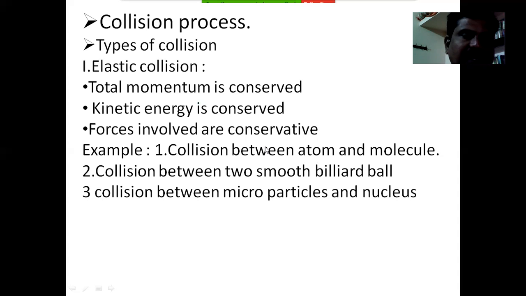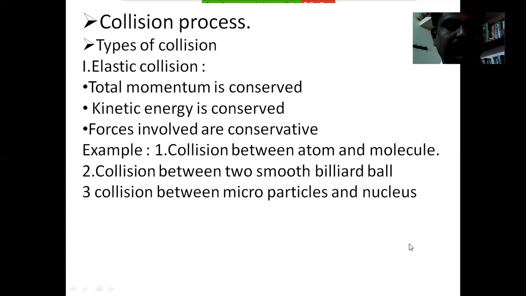Examples of elastic collisions are the collision between atoms and molecules, the collision between microparticles and the nucleus, and the collision between two smooth billiard balls. In such a process, the internal structure and nature of the particle does not change. Those collision processes are called elastic collisions.